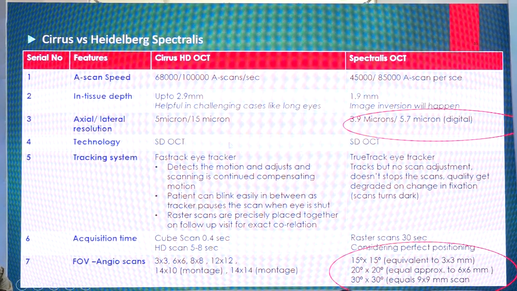Heidelberg is one of the best machines that I have seen. I think Puneet will show you the photographs, and you will be impressed with this machine. The axial resolution is 3.9 microns as compared to 5 microns in Zeiss. But the only disadvantage is it gives a 9 by 9 slab. So imaging the peripheral retina is not so good in Heidelberg as compared to Zeiss.